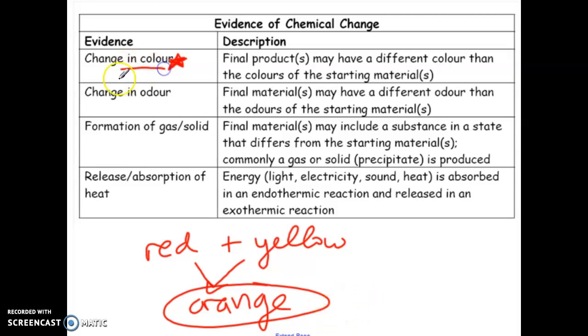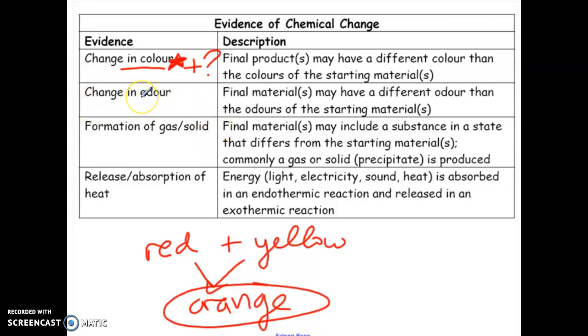This change in color is usually paired with something else happening. Okay, so very rarely does a change in color happen by itself for a chemical change. So this is usually plus something else.